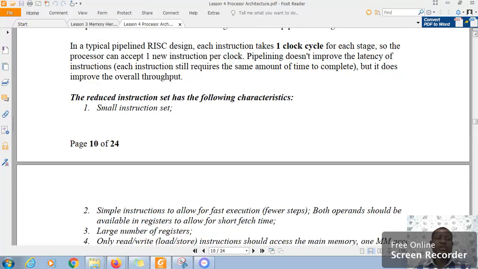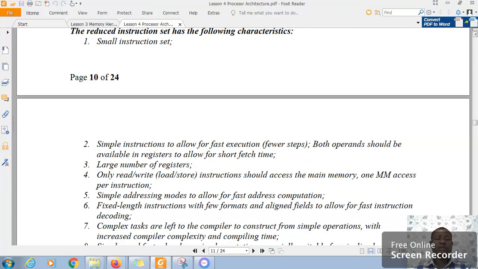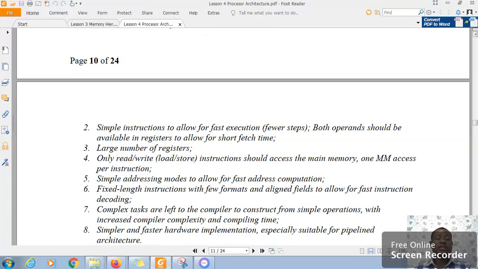So the RISC or reduced instruction set computer has the following characteristics: a small instruction set, simple instructions to allow for faster execution, that's fewer steps, and both operands should be available in registers to allow for short fetch time. There is a large number of registers, and only read, write, or load and store instructions should access the memory. Simple addressing modes are followed in order to allow for faster address computation. Fixed length instructions will be few, and aligned, to allow for faster instruction decoding.